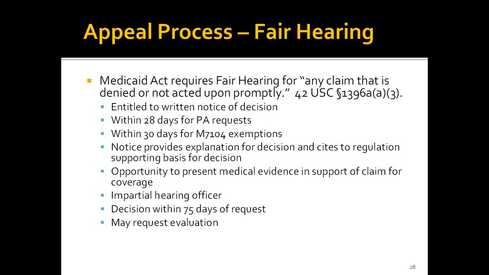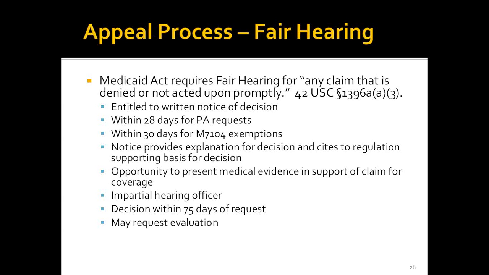Prior to making a request, you will receive a notice of decision. The notice of decision should be clear. It should explain the reason for the denial. It should cite the regulation that supports the basis for the denial. And this is important because we have found over the years that Medicaid notices can be less than clear, and people aren't understanding why the device or the request or the Medicaid service is denied. And it's hard to appeal something if you don't know what the explanation is.